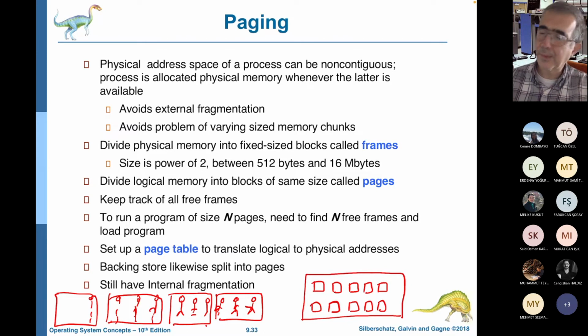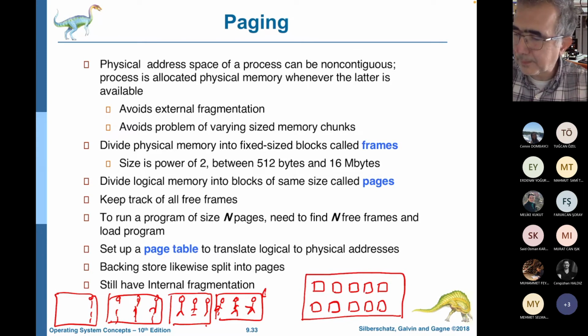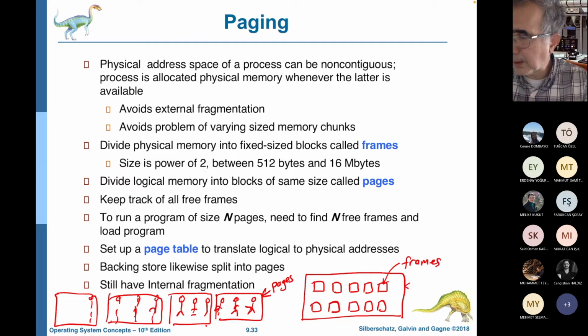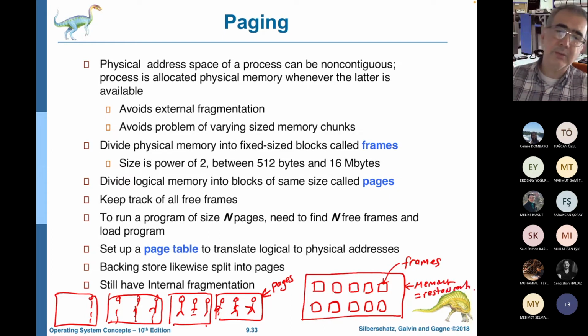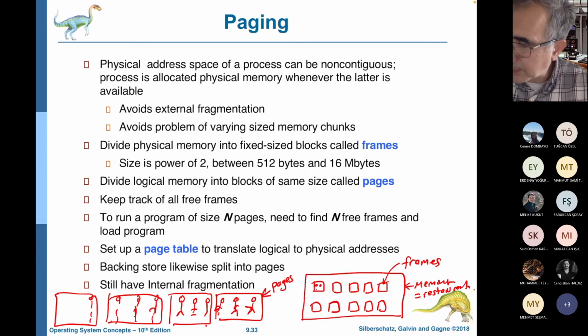These are called pages. These are called frames. And this is memory. Memory is equivalent to a restaurant, and each table can accommodate, actually 3 here. Each table can accommodate 3 people.